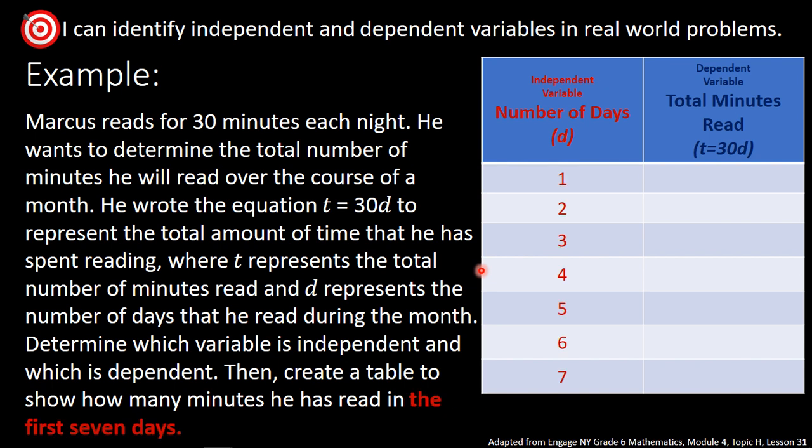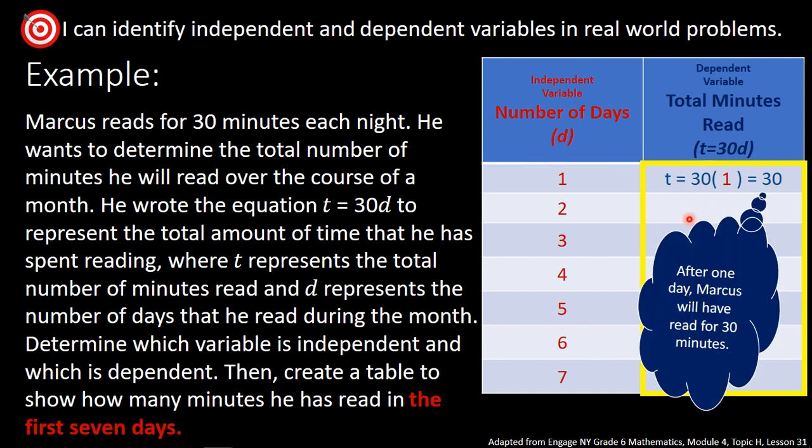So now I need to figure out our table. It says the first 7 days. So that's why it says the first 7 days down here. So I put number of days 1, 2, 3, 4, 5, 6, 7 in that column. Now I need to start figuring out my dependent variables. So what I'm going to do is take T equals 30 times D, and anytime I see D, I'm just going to replace it with parentheses. That way I know what I need to replace it with. I put a 1 in there because that's what D represents in this row. Now I'm going to do the same thing for the next one. 30 times 1 is 30. So after 1 day, Marcus will have read for 30 minutes.